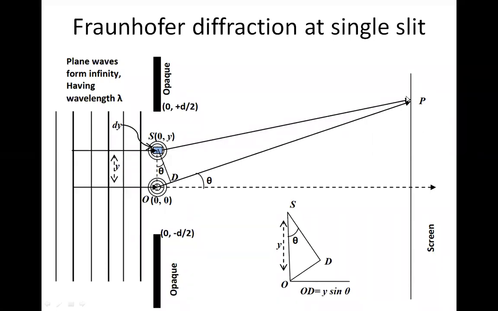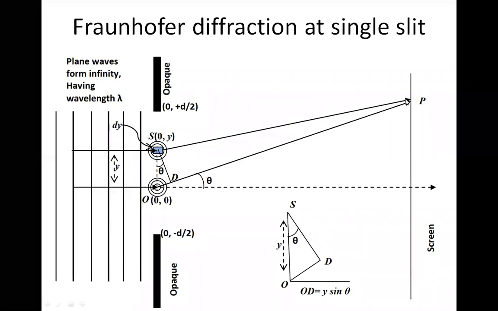Don't misunderstand me. Will they overlap only at point P? The answer is no. They are going to overlap everywhere on the screen. But my interest is what happens at this particular point, which makes an angle theta. Just by changing the theta, I can vary the point.